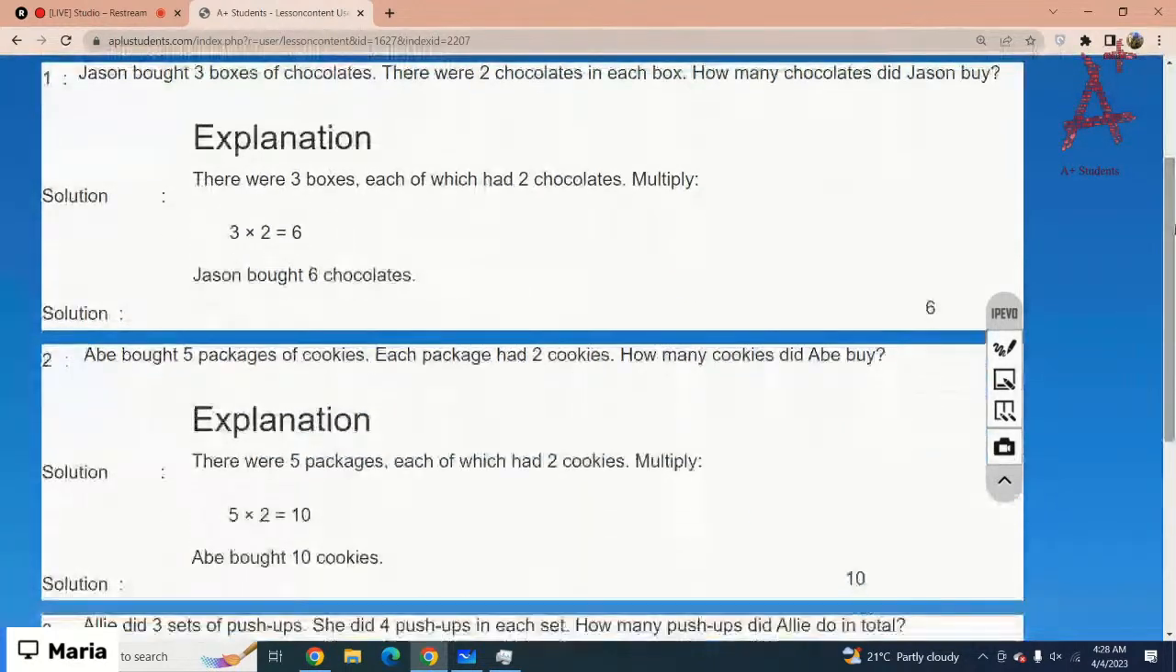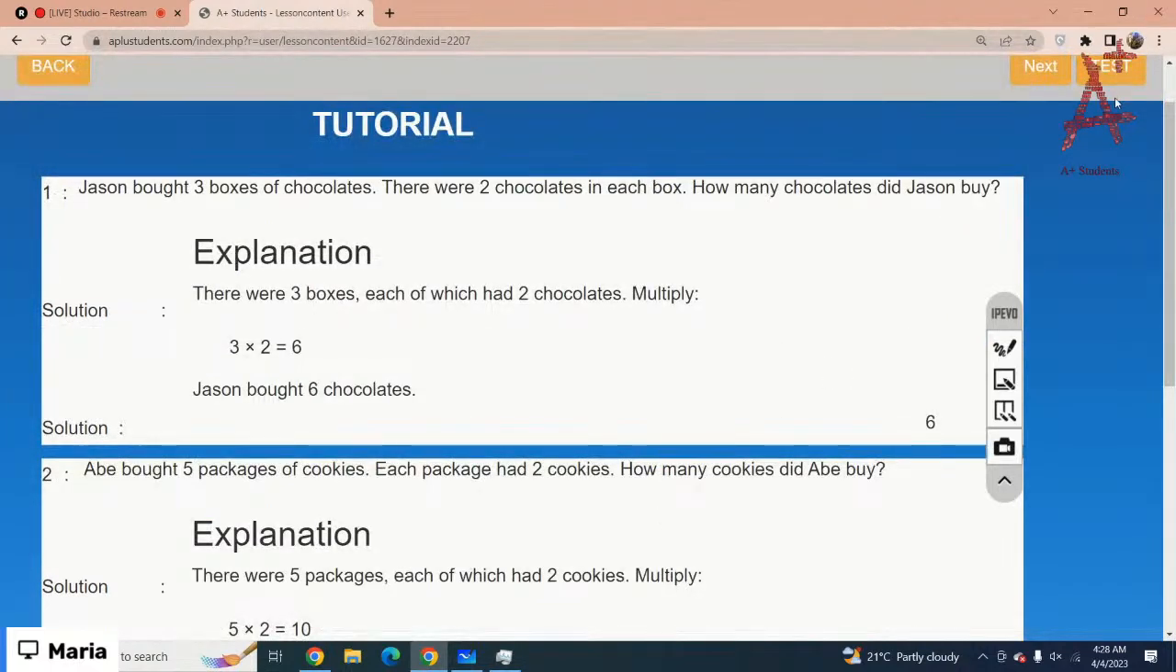Okay, the next one is Abe bought 5 packages of cookies. Each package had 2 cookies. How many cookies did Abe buy? So you have to do 2 times 5. 2 times 5 is 10. That means the total cookies is 10.